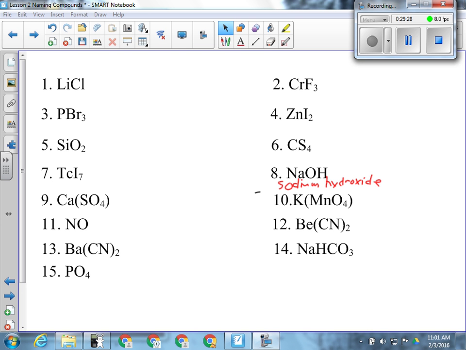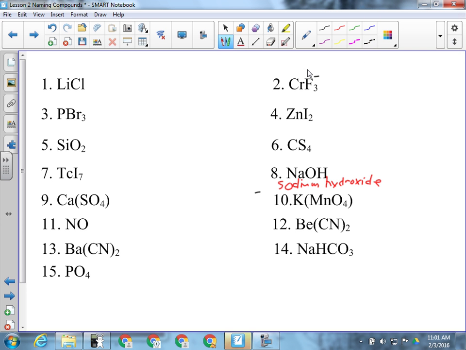There's one of these that does need Roman numerals. Which one? Yes, number 2. Chromium can be a 2 or a 3. That's one of those things you always got to look at the box when you're looking at it. When you look up the name, look at the box and make sure it doesn't have 2 charges. Okay? Chromium does have 2 charges.